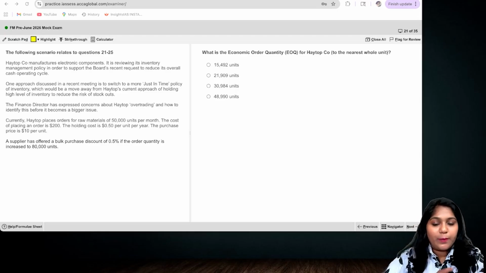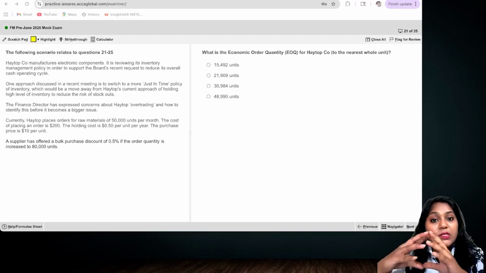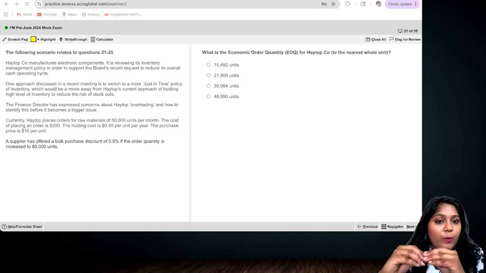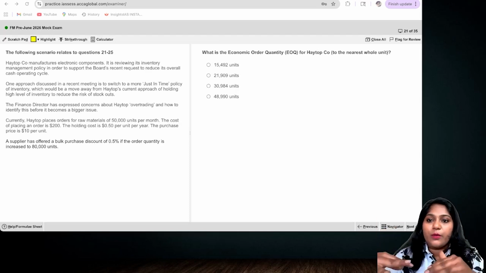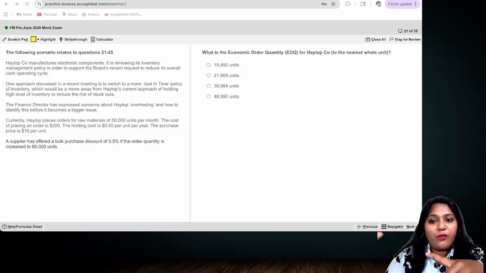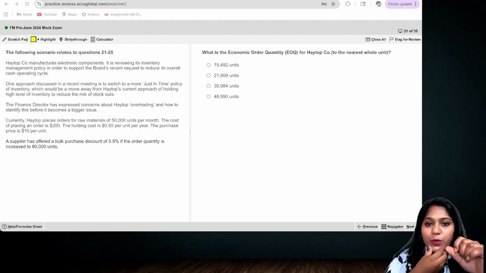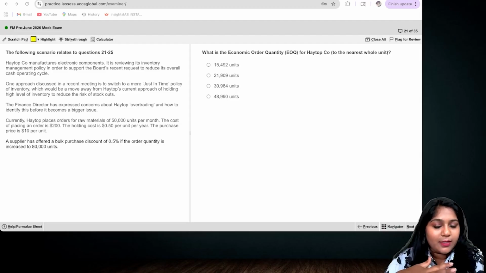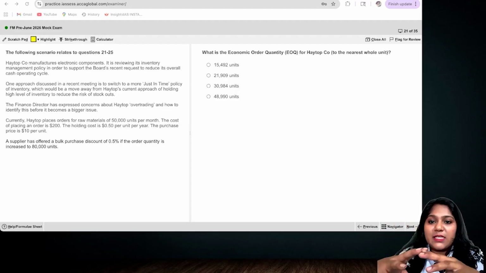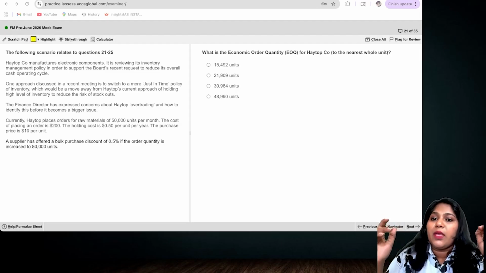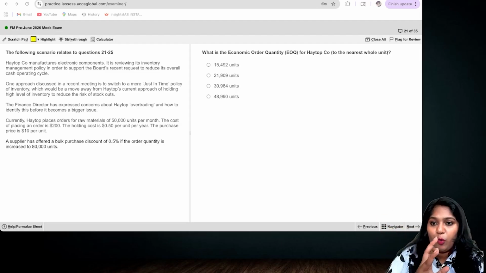Hatop company. Again, you have to first read the requirement and then go ahead and read the information which is given here. What is the economic order quantity for Hatop company to the nearest whole unit? Now read the information. Hatop company manufactures electronic components. It is reviewing its inventory management policy in order to support the board's recent request to reduce its overall cash operating cycle. One approach discussed in a recent meeting is to switch to a more just-in-time policy of inventory, which would move away from Hatop's current approach of holding a high level of inventory.